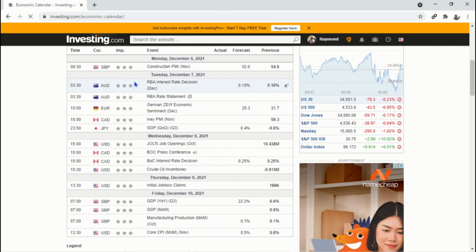So on Tuesday, the RBA interest rate decision will be announced. And key on Wednesday is the Bank of Canada's interest rate decision. Thursday will be a seemingly quiet day. Then on Friday, we have the GDP from Great Britain, which will be announced. That will be the only announcement that will be affecting the pair that we'll be looking forward to trade, the GBPUSD.